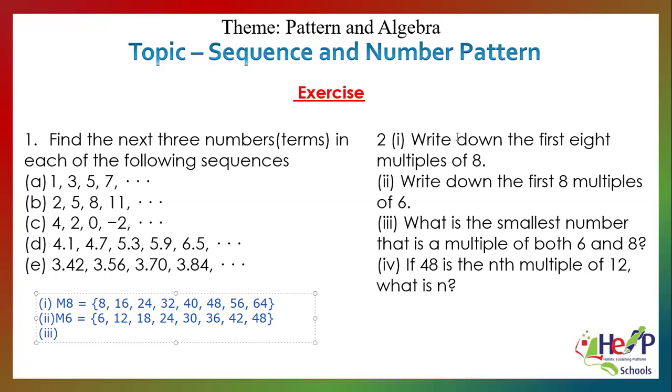Okay, let's go. I've told you what a multiple is: divides by that number, leaves no remainder. What is the smallest number that is a multiple of both 6 and 8? Is it there?